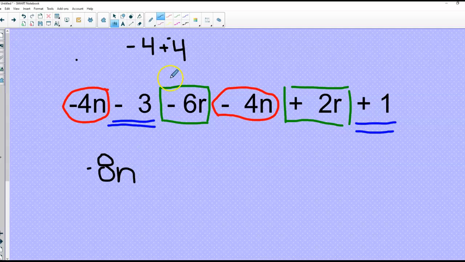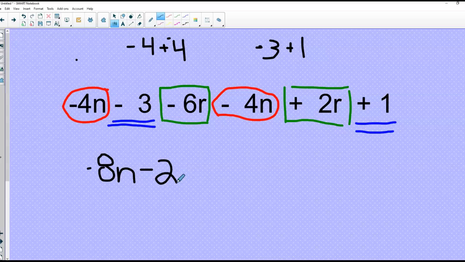Okay, let's move to the constants because that's next. This says negative 3. And this one says plus 1. So negative 3 plus 1, you have two different signs, so subtract. Keep the sign of the larger number. So you would get negative 2. So put the negative sign down, and the number is 2.